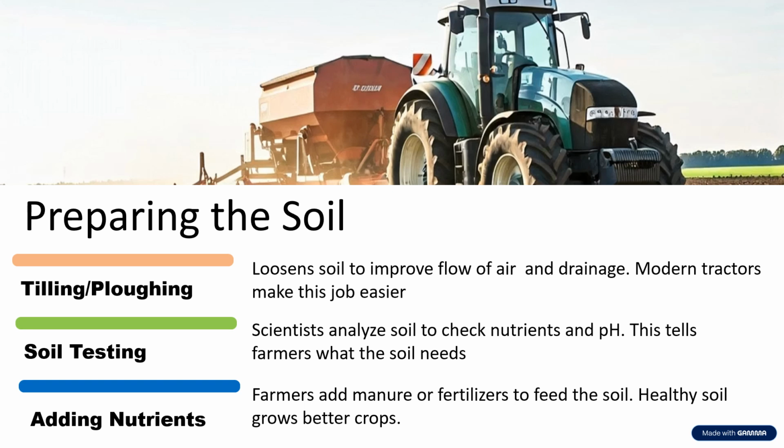Next is soil testing, which is the most important step of preparation of soil. Why do they have to do the soil testing? To check the nutrients and pH required for the yield, which tells the farmers what the soil actually needs, what kind of nutrients it needs. Nutrients are divided into macronutrients and micronutrients. Macronutrients involve nitrogen, phosphorus, and potassium, whereas micronutrients involve other nutrients, which are not required as much for the yield, but they are required.